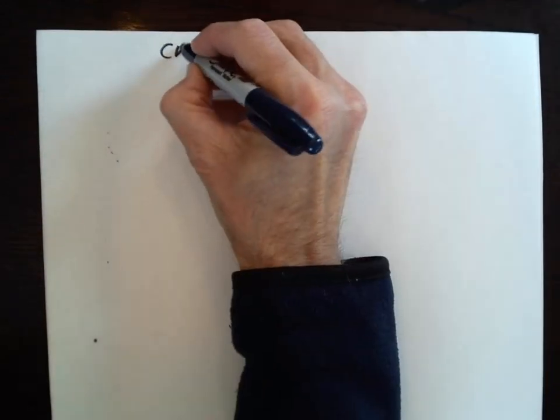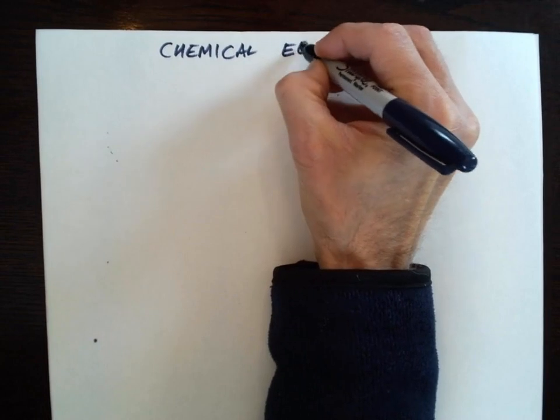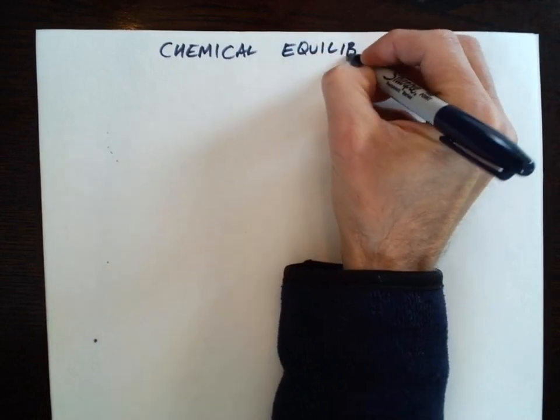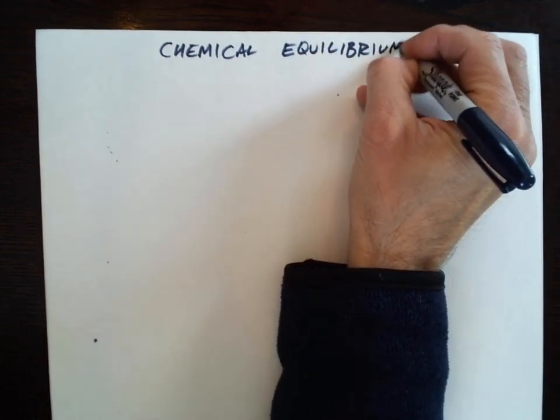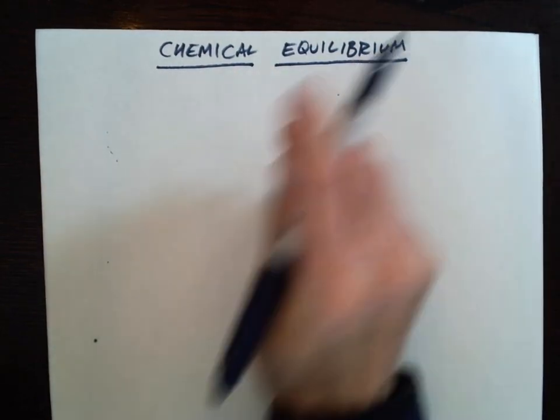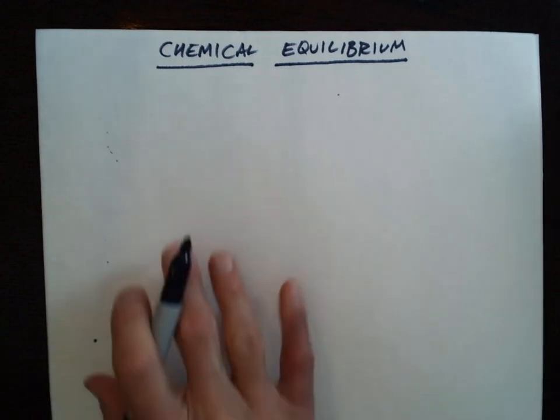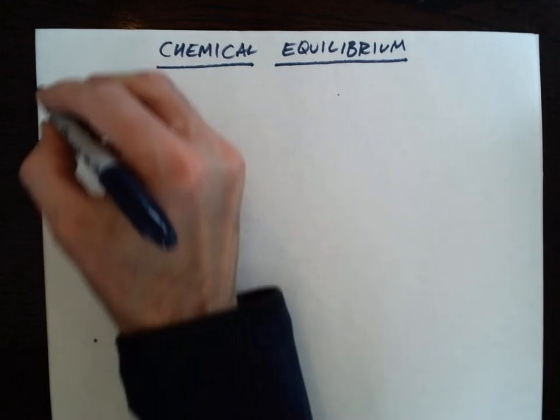We're going to begin our study of chemical equilibrium. And chemical equilibrium deals with figuring out how far a chemical reaction goes toward product. Last chapter, we dealt with how fast chemical reactions go. In this chapter, we start thinking about how far they go.